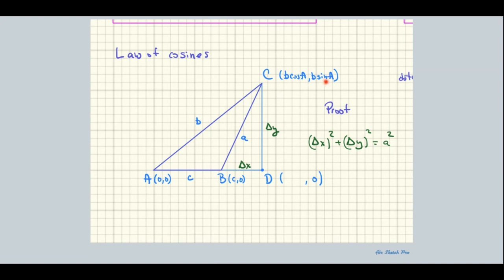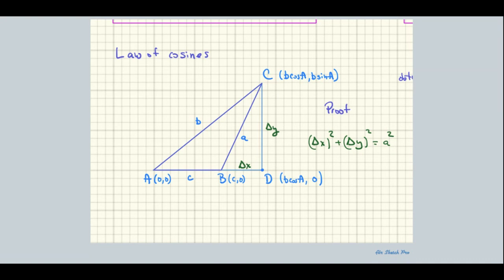This is b cosine A, sine A. And so here, the length is b cosine A, and so that's the coordinates. And now I can figure out what delta x and delta y are.